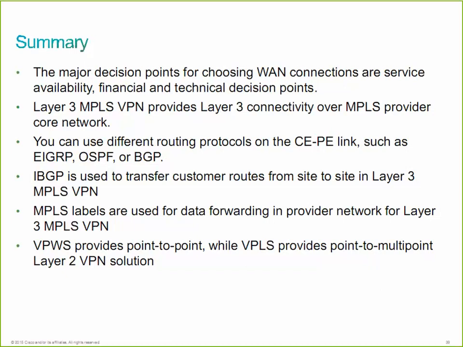iBGP is used in this case to transfer customer routes from one site to the other site in our layer 3 MPLS VPN. MPLS labels, we talked about how those are used to forward data in the provider network for our layer 3 MPLS VPN switching function. And then we looked at VPWS, providing that point-to-point pseudo-wire connectivity between our layer 2 sites. And then we talked about the VPLS providing the point-to-multipoint function, much like a regular switch does in a LAN environment. All right? And that concludes that lesson.